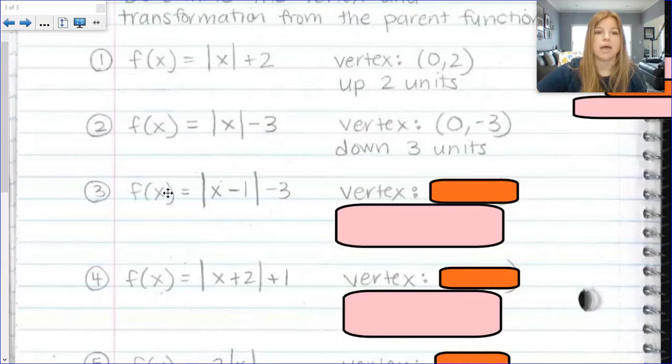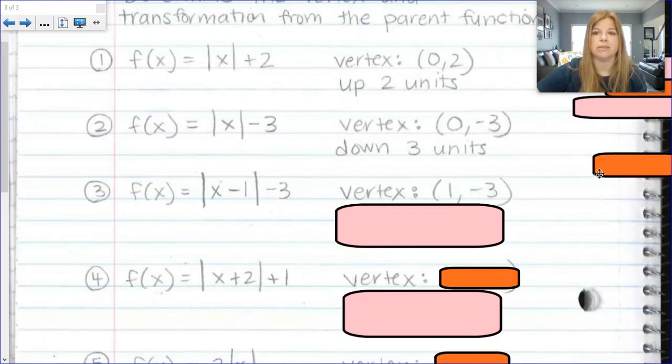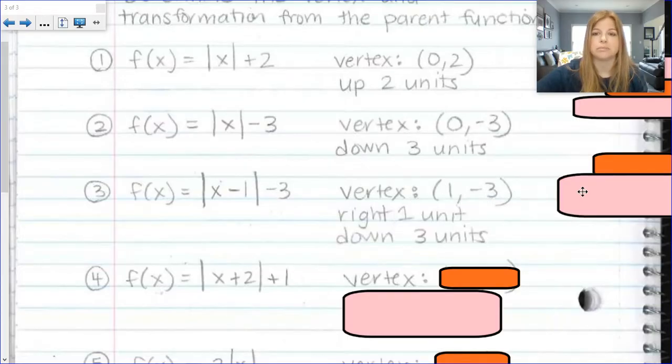Next couple. F of x equals absolute value of x minus 1, and then minus 3. My h is 1. Remember, it's x minus h. So if you see x minus 1, my h value is 1, and k is negative 3. So this is going to tell me that my graph is going to go 1 unit to the right, that's my horizontal, and then 3 units down. Okay, this is my x transformation, this is my y transformation. If it's positive, it's going to the right. If this was negative, it would have gone to the left.